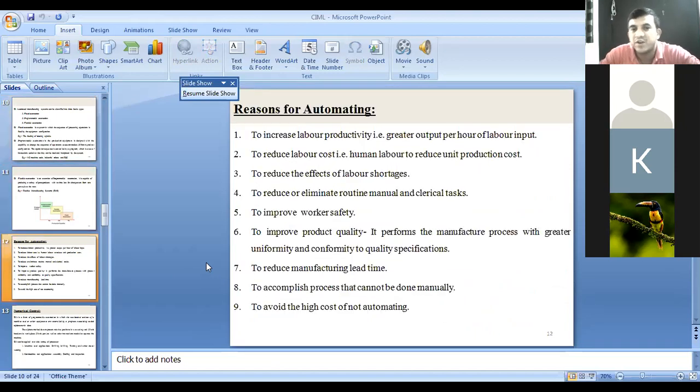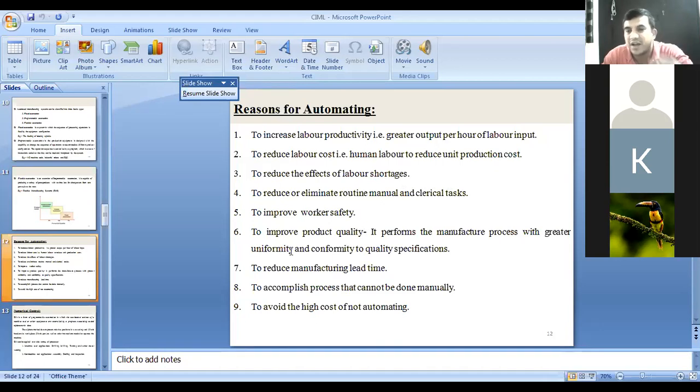Now, the reasons for going for automation: one is to increase productivity, meaning the number of outputs per hour from the input should be more. Second, to reduce the labor cost. Third, to reduce the effects of labor shortages. Fourth, to reduce or eliminate routine, manual and clerical tasks. Fifth, to improve worker safety. Sixth, to improve product quality.